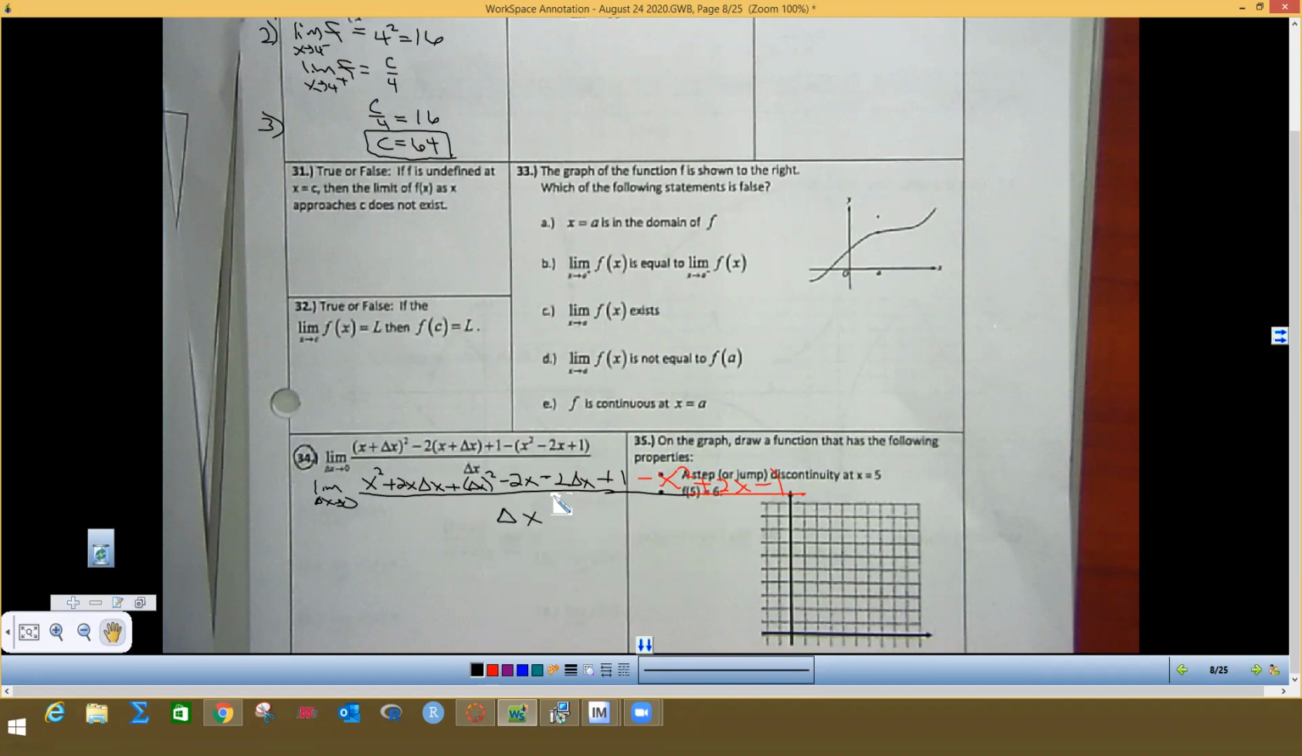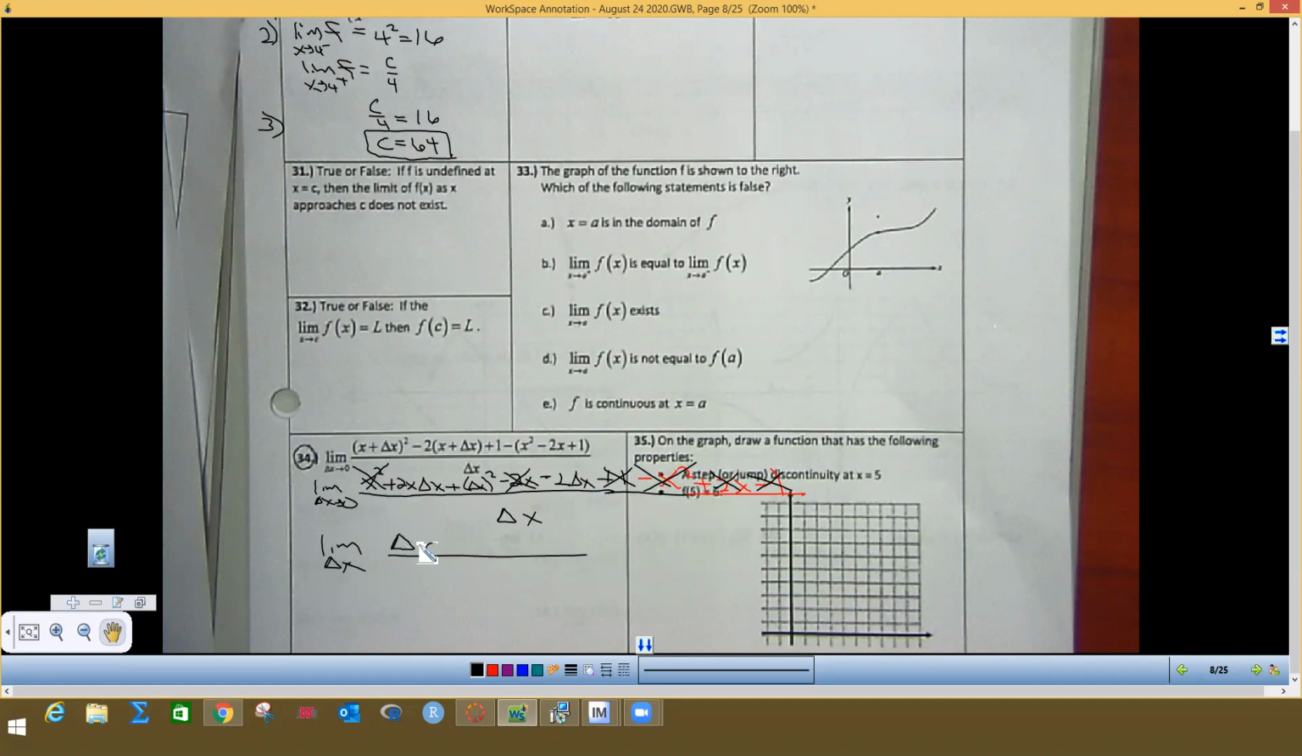So all I have to do is combine like terms. If you look here, I have a positive x squared and a negative x squared that cancel out. I have a negative 2x and a positive 2x that cancel out. I have a positive 1 and a negative 1 that cancel out. So now everything has a delta x in it. So I'm going to factor delta x out of everything in the top because my goal is to get rid of the delta x in the bottom.